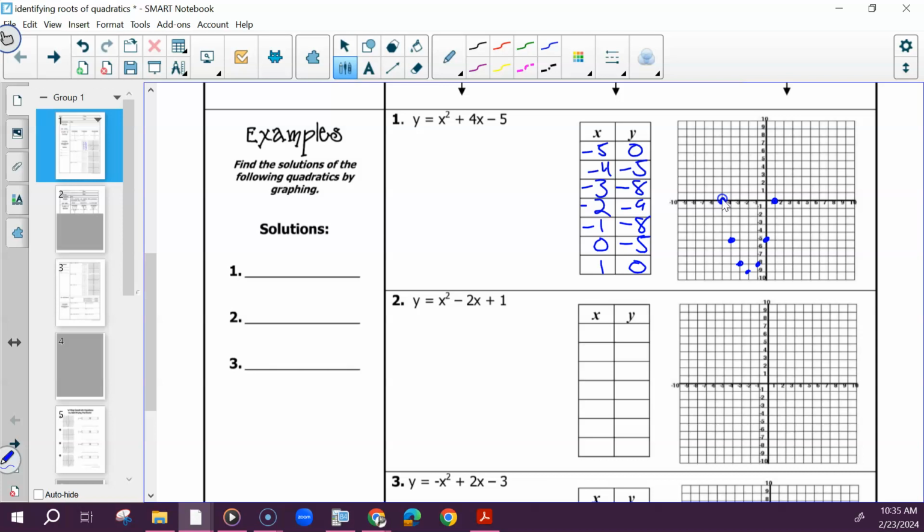Your points should be even on both sides, so it shouldn't be lopsided. You shouldn't have like 10 points on this side and like 3 points on this side.